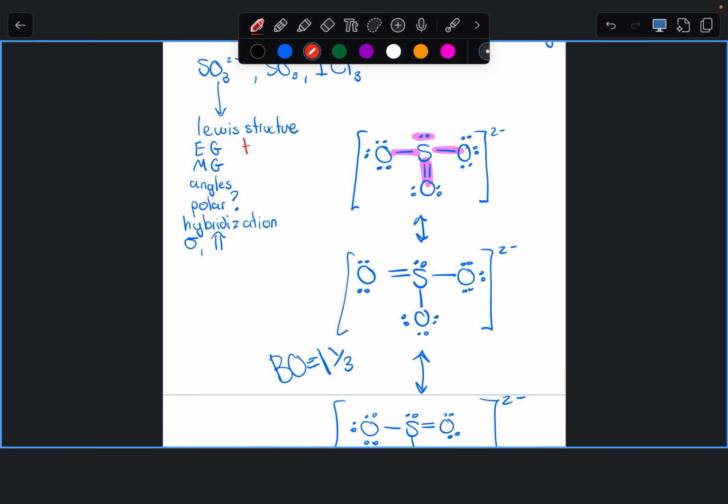Is that a different number? Tetrahedral. The molecular geometry, because one of them is a lone pair, is trigonal pyramidal.